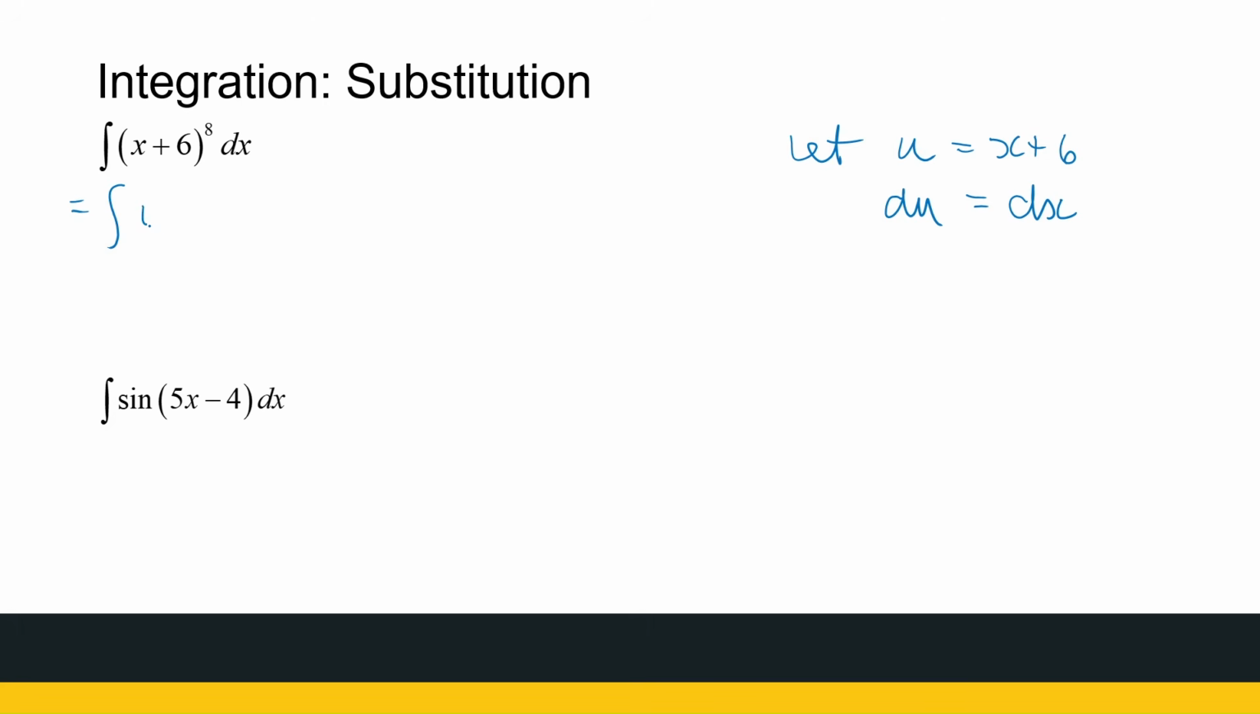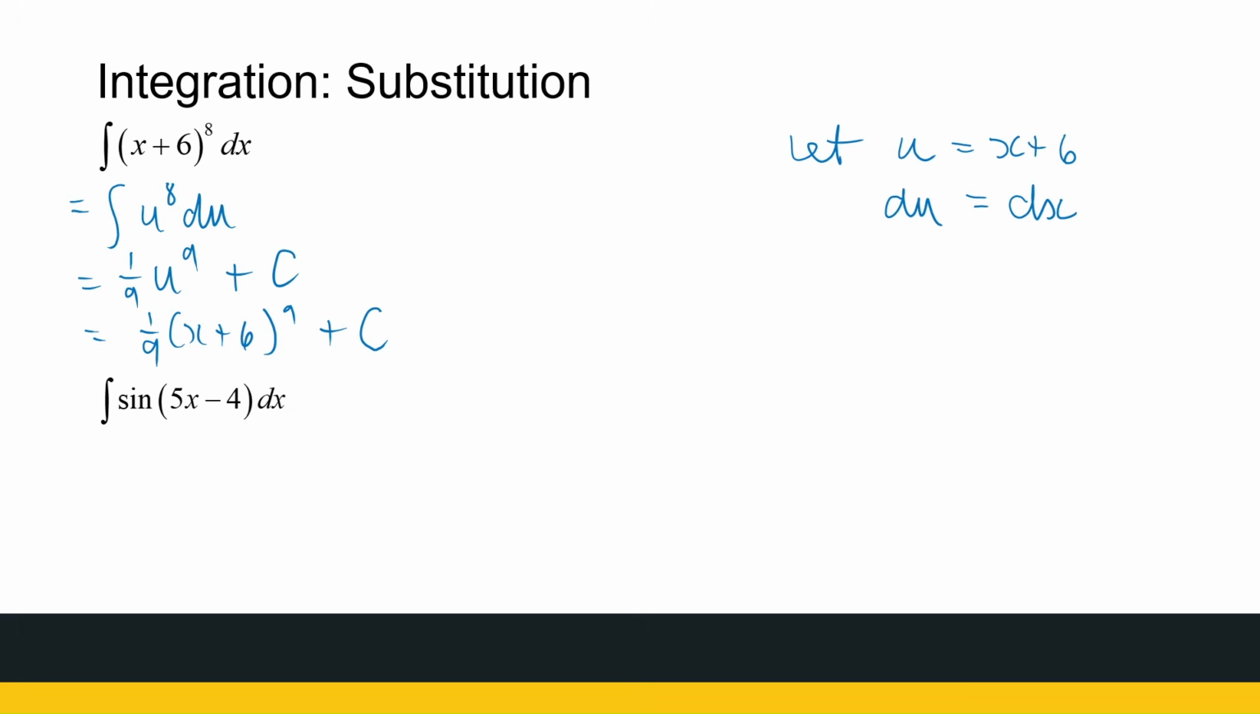That's the same as the integral of u to the power 8 du, which is 1 over 9 u to the power 9 plus c. So take it back to x, that's 1 over 9 x plus 6 to the power 9 plus c. So if you take a look at it, you could have probably done it by inspection, but I'm just showing you how to use the substitution.